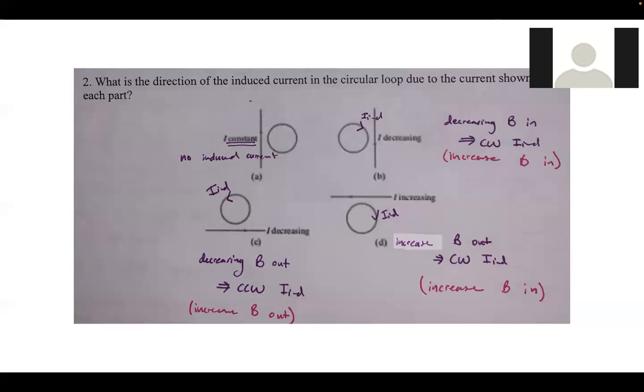All right, last one. Thumb on the page, curl my fingers till I hit the circle. Again, my fingers are pointing out, so we are increasing B out. What's the opposite of that? We increase B in, and there will always be a clockwise induced current based on that.